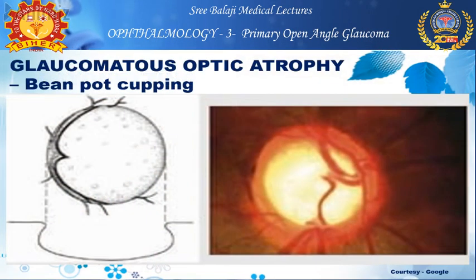This picture shows us the end stage of glaucomatous optic atrophy, in which the cup is pale and excavated and the entire neuroretinal rim is either thin or completely absent. And this resembles the mouth of a bean pot, and hence it is called bean pot cupping.